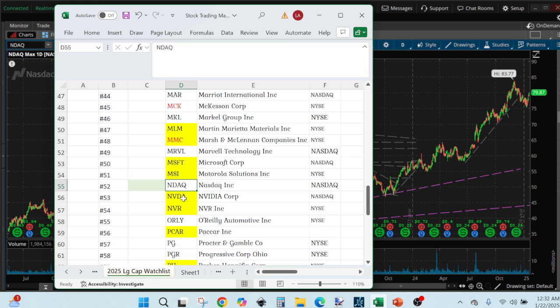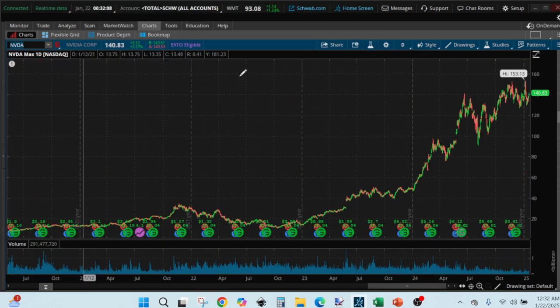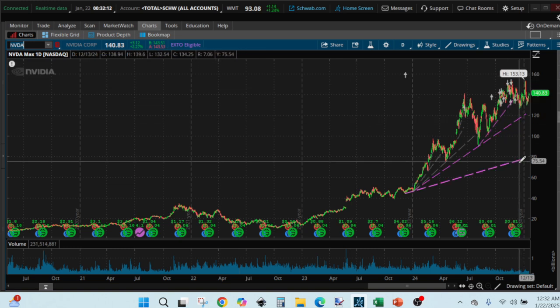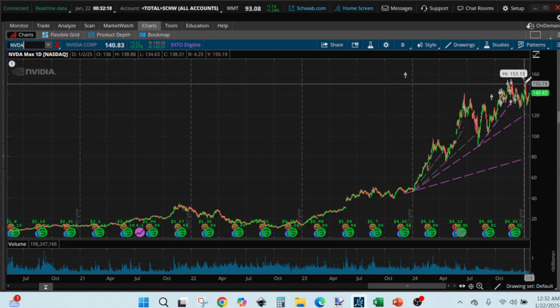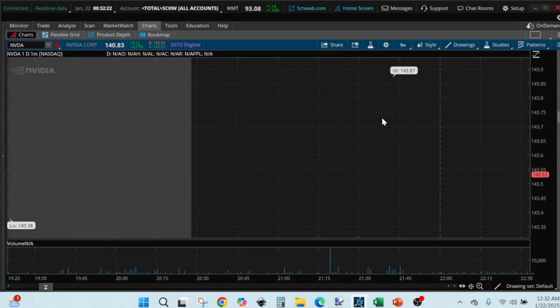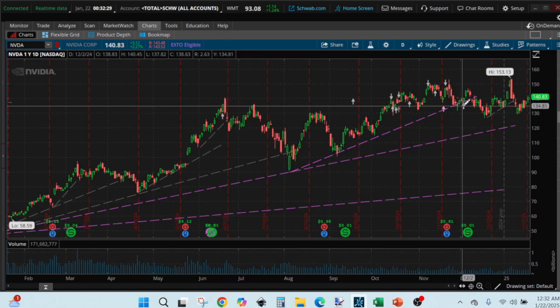The next one is NVDA, and we purchased NVDA. We have not sold it yet. We have our trend lines. We bought it and it pulled back, went up and pulled back and started going up again. So if we go to the 1 year daily chart, we can see where we bought it.